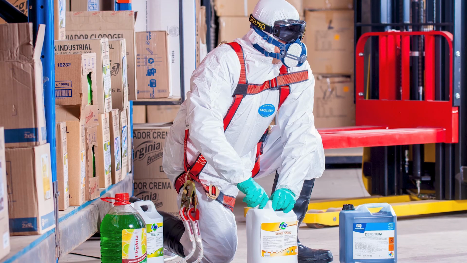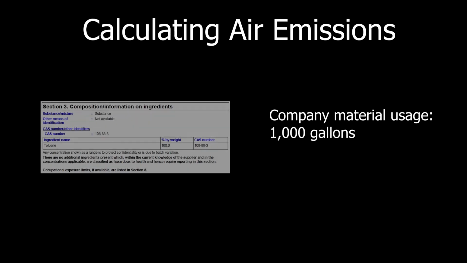Information included in an SDS can be used to calculate air emissions. Assuming that a company uses 1,000 gallons of a chemical per year, we can find how much VOCs that company is generating. First, identify how much of its composition qualifies as a VOC in Section 3. This can be found by checking what percentage of the composition includes volatile components that are under the VOC classification using the CAS numbers.